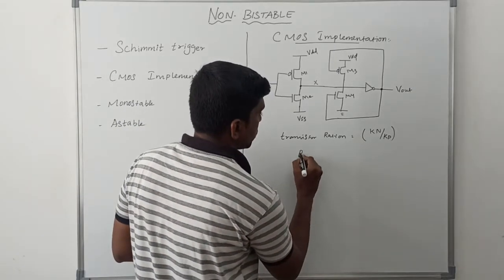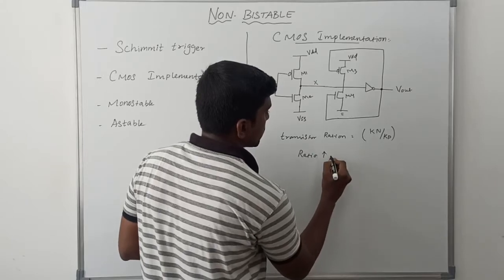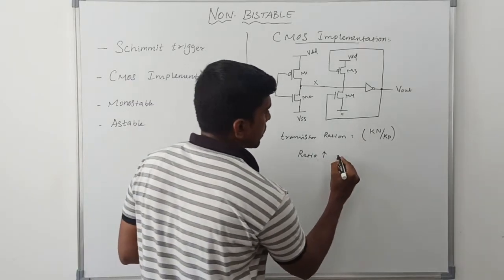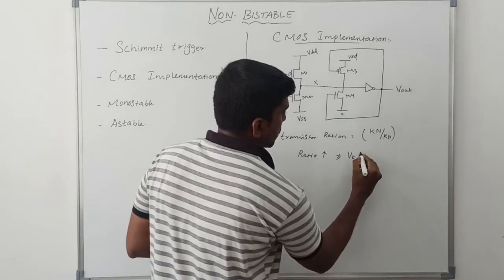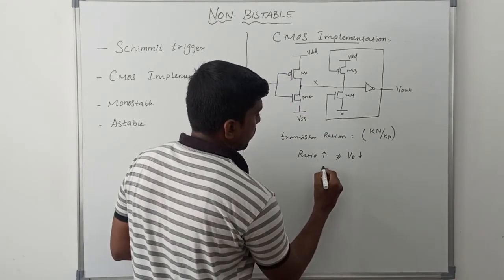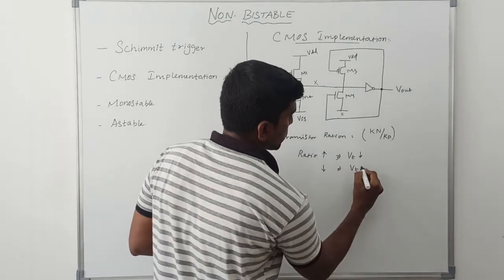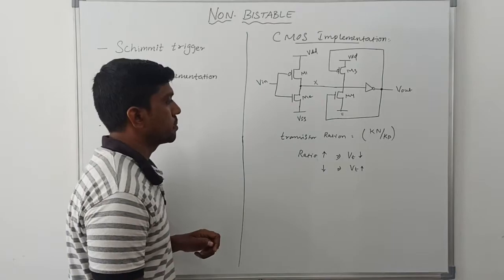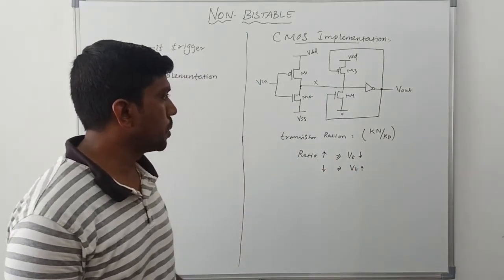If the transistor ratio is increased, the threshold voltage is decreased. If the ratio decreases, the threshold voltage increases. So this ratio is inversely proportional to the threshold voltage.